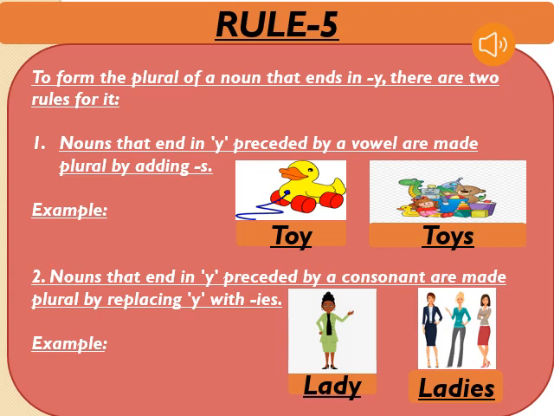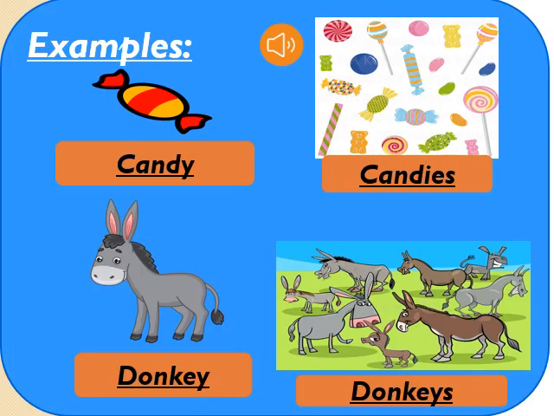So in this way this rule ends. Let us see some more examples which are following rule number 5. So they are as follows. First, candy, candies. Candy means one candy and candies means more than one candy. Here the rule followed is that before y there is a consonant d. That's why we have replaced y with ies.